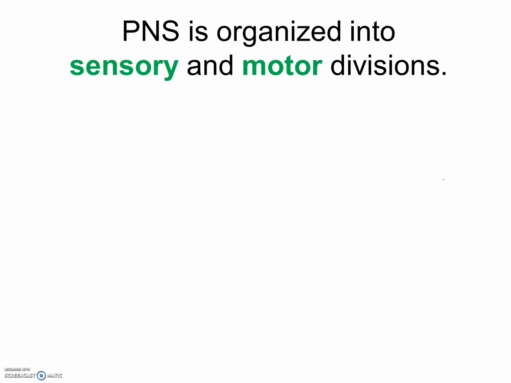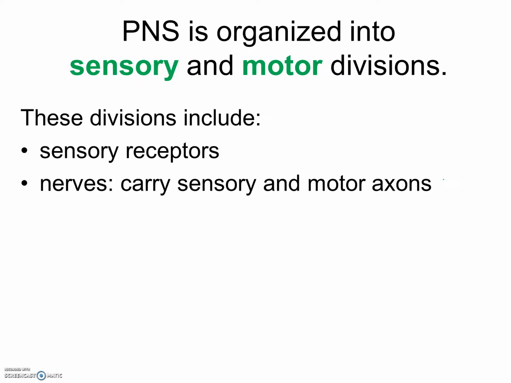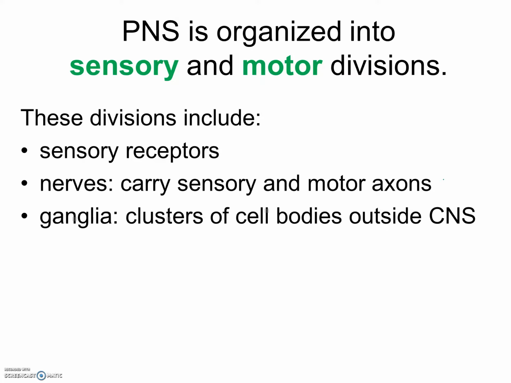Now, we want to talk about the peripheral nervous system and how it's organized into sensory and motor divisions. So when you talk about the PNS, these divisions will include sensory receptors, which receive the sensory information, nerves, which will carry sensory and motor axons, ganglia, which are clusters of cell bodies outside the central nervous system, and motor endings. Motor endings are going to innervate the muscles. So in other words, they're going to end on the muscles and activate them.